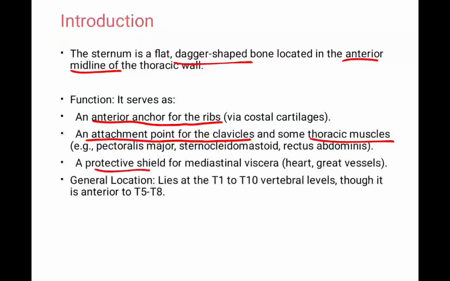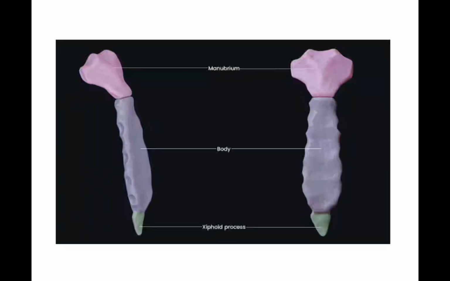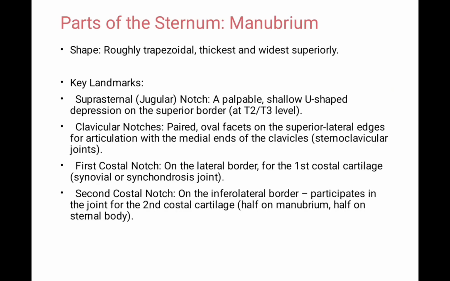It serves as a protective shield for mediastinal viscera like the heart and the great vessels. In general location, it lies at T1 to T10 vertebral levels, as the thoracic vertebral levels, though it is directly anterior to T5 to T8. So this is an image of the sternum. See the manubrium, you see the body, and we see the xiphoid process. So we'll start with the part of the sternum, which will look at the manubrium.